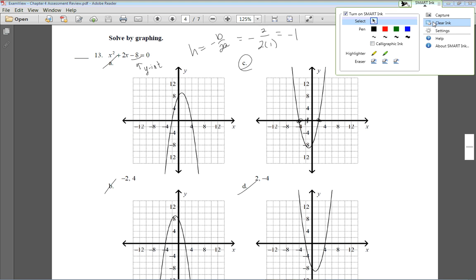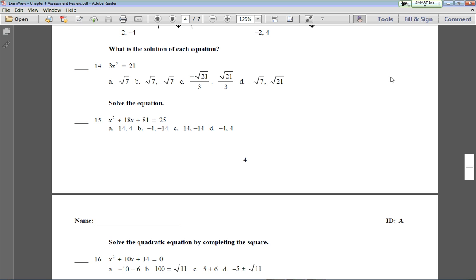All right, number 14. What is the solution of the equation here? We have 3x squared equals 21. We're solving for x, so we want to get the x by itself. So x squared equals 7. Now we need to take the square root. So x equals plus or minus the square root of 7.